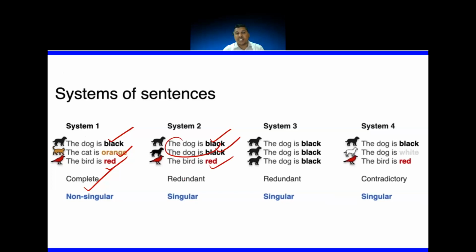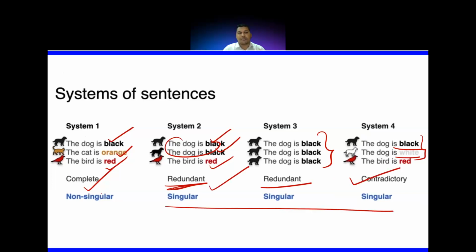So it is given two times, so redundant statements are there. Here three times redundant statements are there, repetition. Here you see black and white both, so contradiction is there. When you are given certain sentences, you try to identify whether that set of sentences is singular or non-singular. If the system of sentences is repeated or contradictory, we say they are singular statements. Otherwise, they are non-singular.